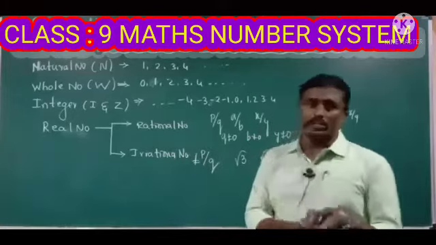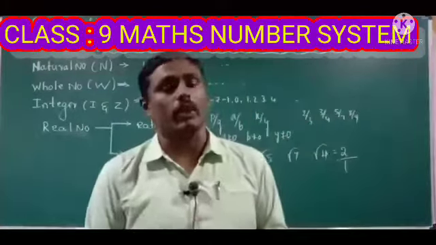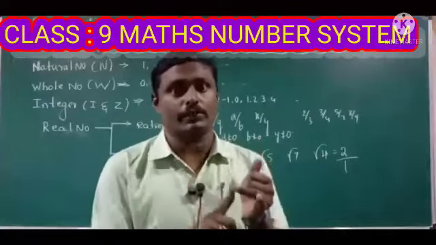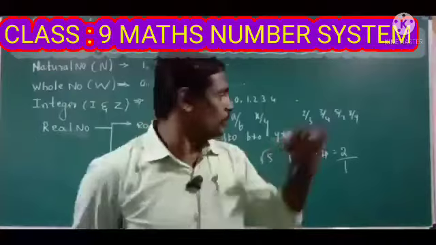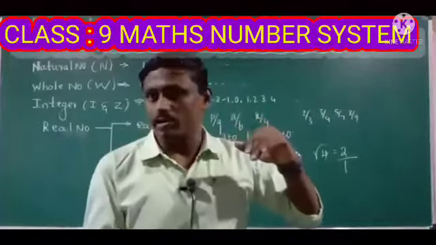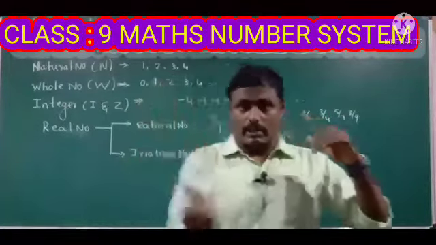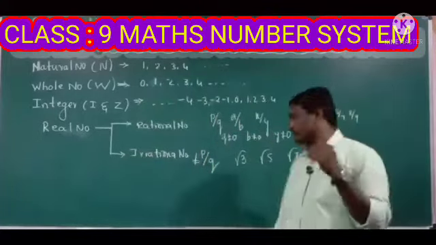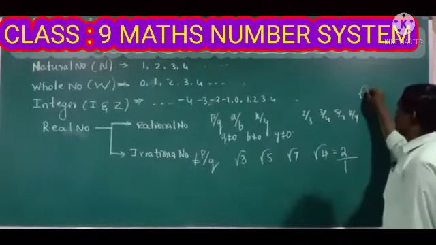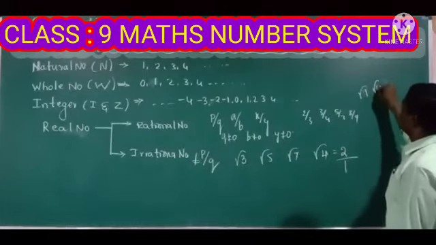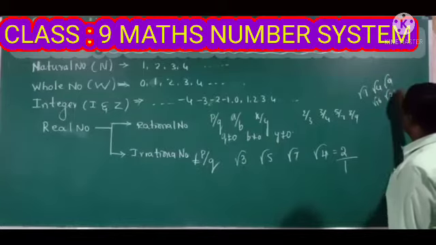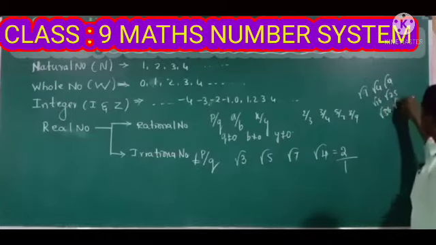For example, 1 is a perfect square number. The square root of 1 is 1. 2 is a non-perfect square. 3 is a non-perfect square. 4 is a perfect square number. The square root of 4 is 2. Right? Next one, 5 is a non-perfect square, then 6, 7, 8. And 9 is also one of the perfect square numbers. So, for example, root 1, root 4, root 9, root 16, root 25, root 36, root 49.